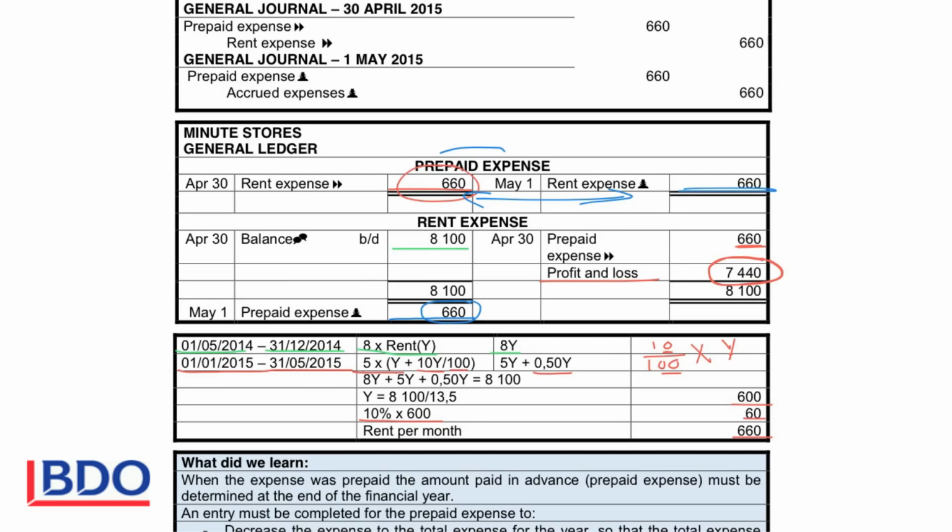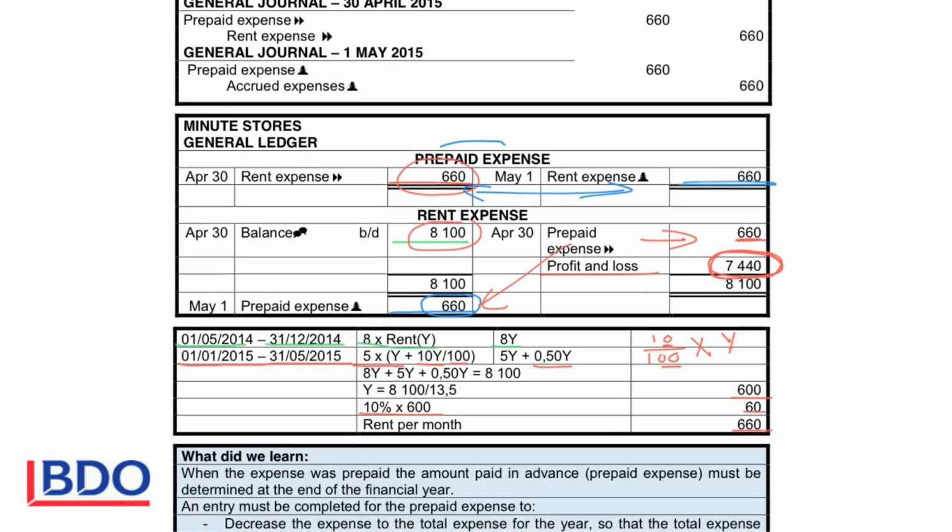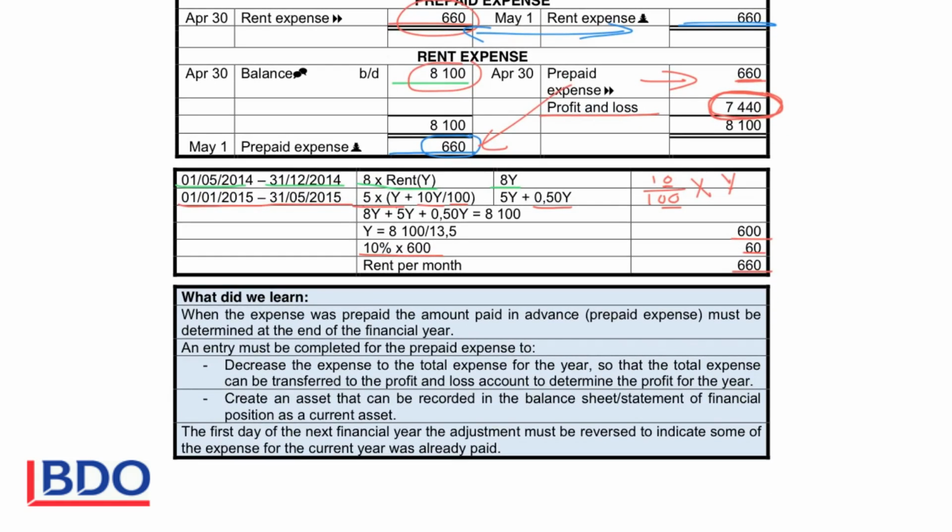What did we do the previous year? We actually balanced our rent expense account to say that the rent expense was 8,100. The amount that we want to take to the income statement is 7,440. So we calculated a balancing figure, and there I bring that balancing figure down. At the end of the year, you will always complete the adjustment, and on the first day of the next financial year, you will reverse that adjustment.